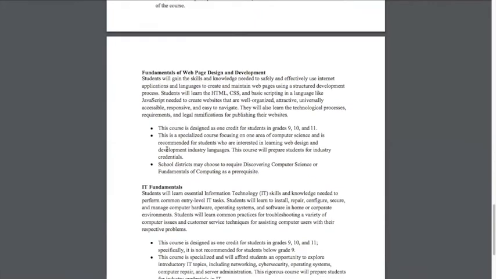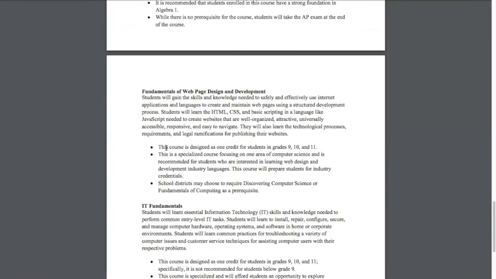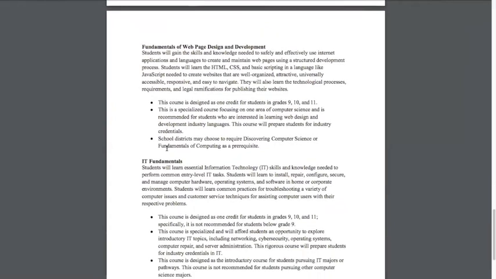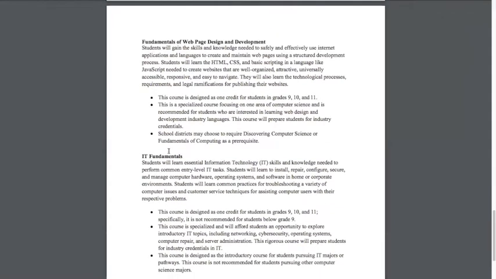The next few courses begin to specialize. And this is my recommendation personally, that these courses not be universally offered to all students at your school. So Fundamentals of Web Page Design and Development is designed for 9th, 10th, and 11th grade students. It's a specialized course focusing on only one area of computer science. The three courses we just looked at cover an array of computer science topics. They hit all those big ideas under the computer science umbrella, but Fundamentals of Web Page Design and Development really narrows in on only one area of computer science.